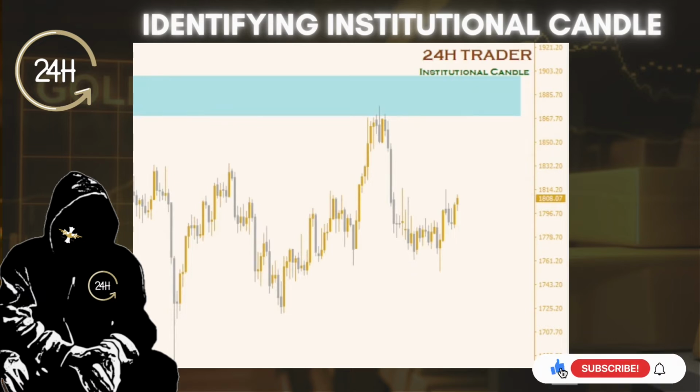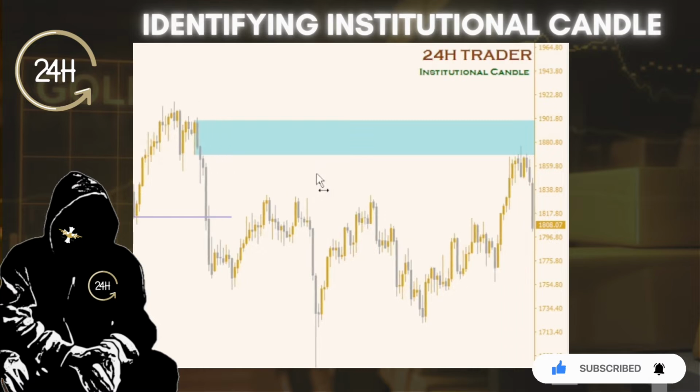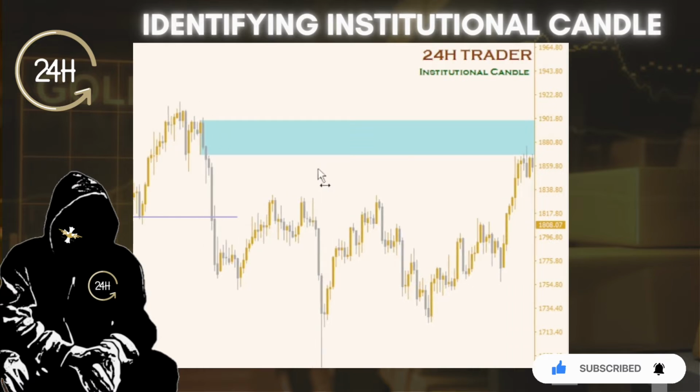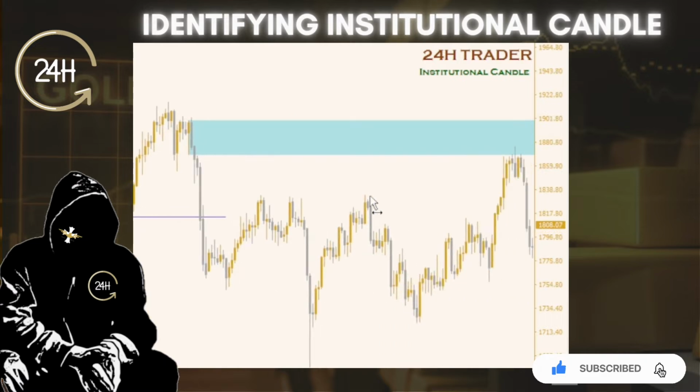This area peaked somewhere about here. Let me just delete this first. Okay, so this area of the institutional candle has been picked right here, and the market fell. So yes, it is a very strong area, a strong resistance area from the institutional candle.